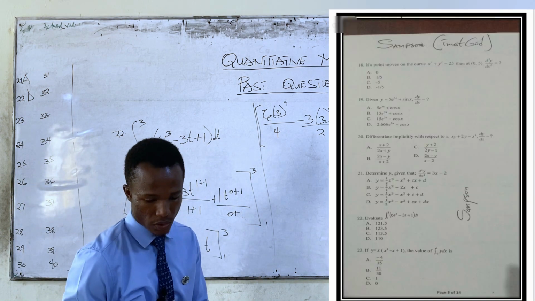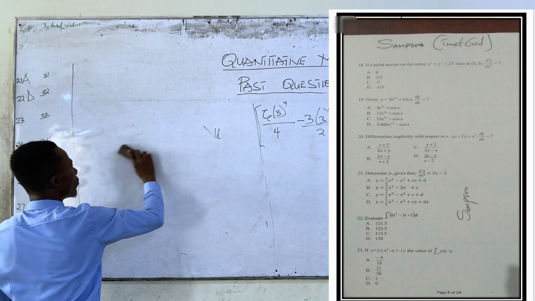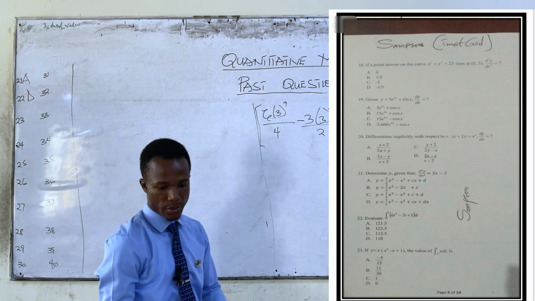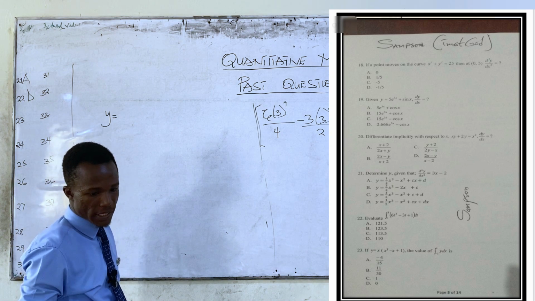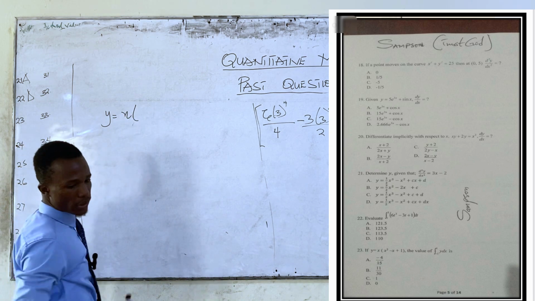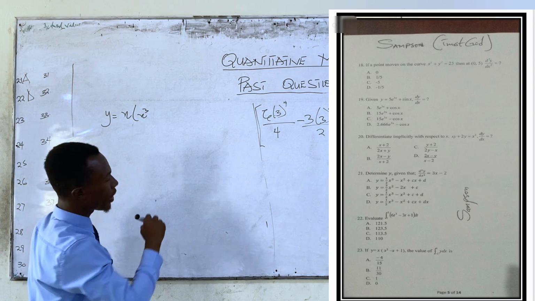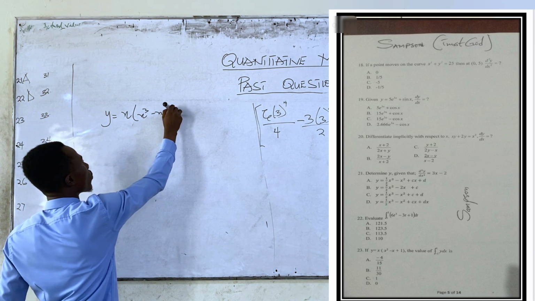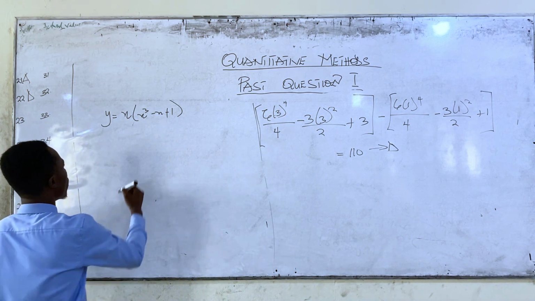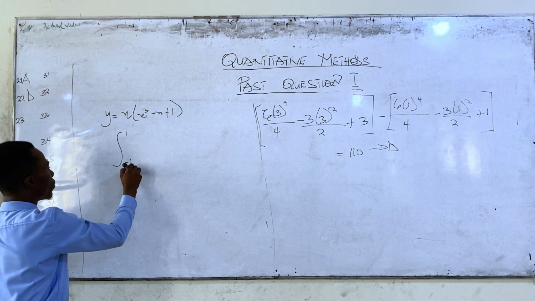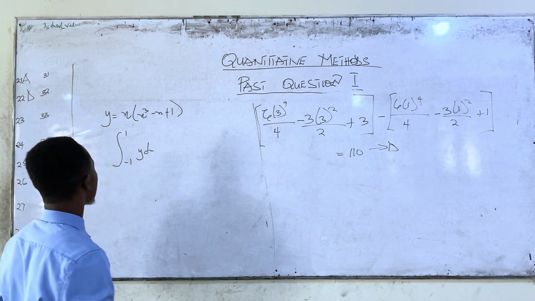Question 23. Okay, so for question 23, we have y equals x bracket open, x cubed minus x plus 1. The value of the integral, so integral value from negative 1 to 1 of y dx.